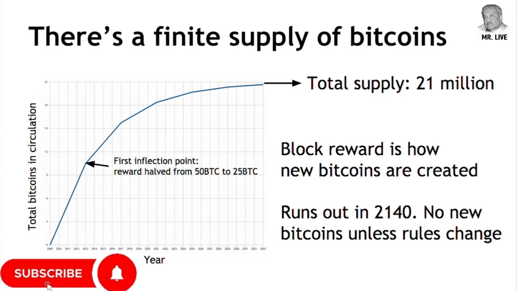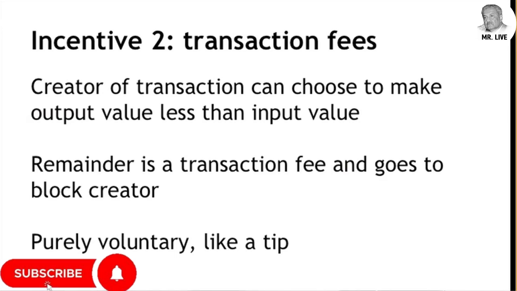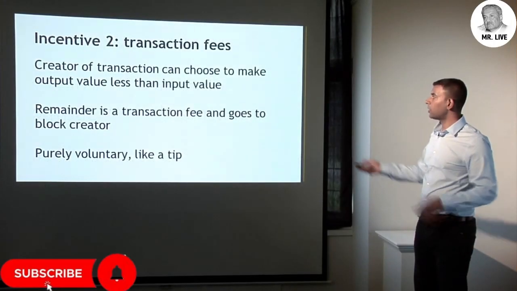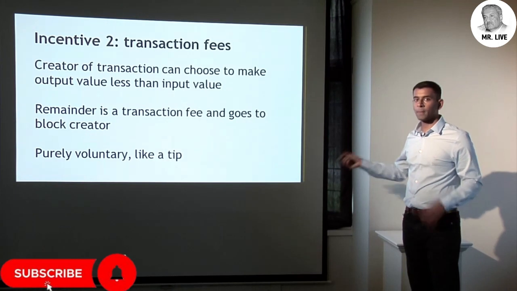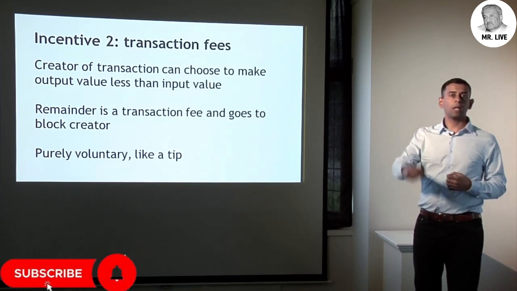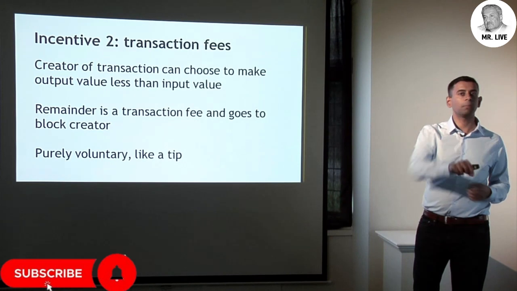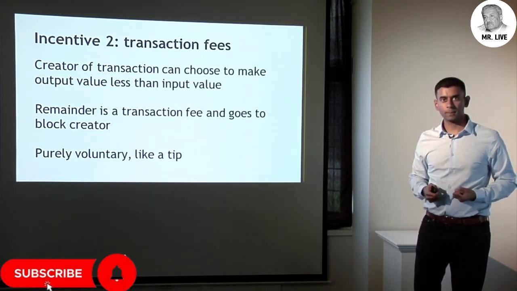Because this is only the first of two incentive mechanisms. There is another incentive mechanism called the transaction fee. And what is a transaction fee? So the creator of any transaction, not the creator of a block, but the creator of a transaction, when Alice is paying Bob, she can choose to make the output value of that coin less than the input value. And the way that all the nodes interpret this difference, according to the rules of Bitcoin, is that it's a transaction fee. And whoever creates the block that first puts that transaction into the blockchain gets to collect that transaction fee.